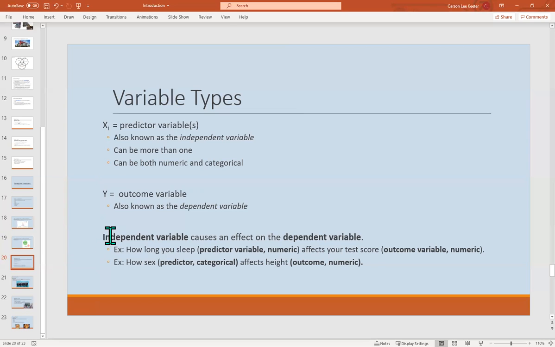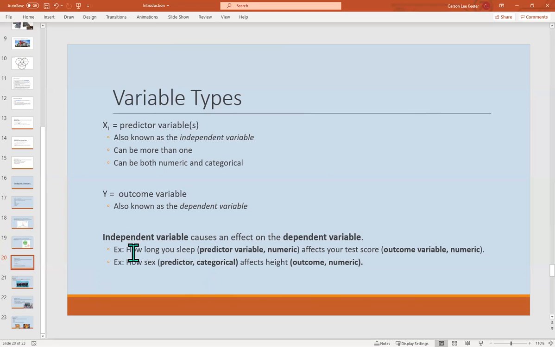So traditionally, the independent variable causes an effect on the dependent variable, or the predictor variable predicts the outcome, and that's pretty much that. For this class, I absolutely hate independent and dependent, because to be totally honest, I get it confused all the time. So we're going to stick with predictor and outcome. I think that's just the easiest here.